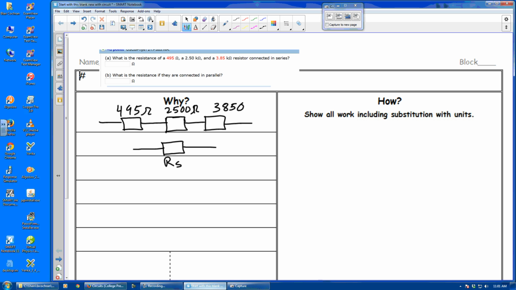Because they are in series, the order doesn't matter. And then for the second part, when they're in parallel, I'm going to draw it like this.